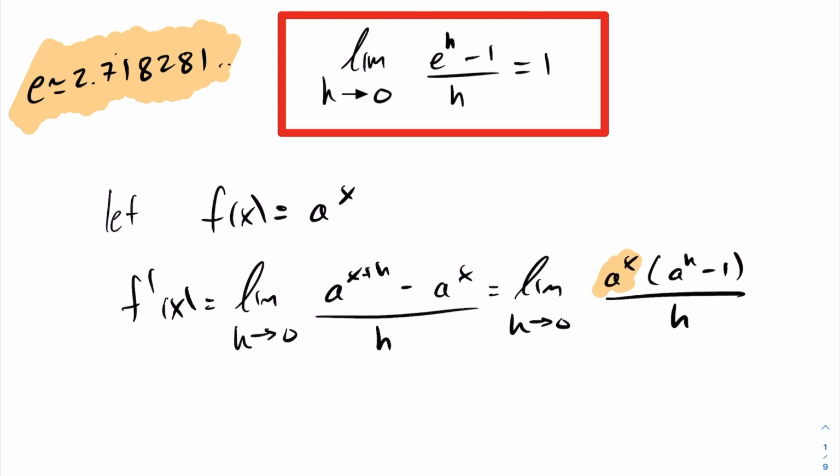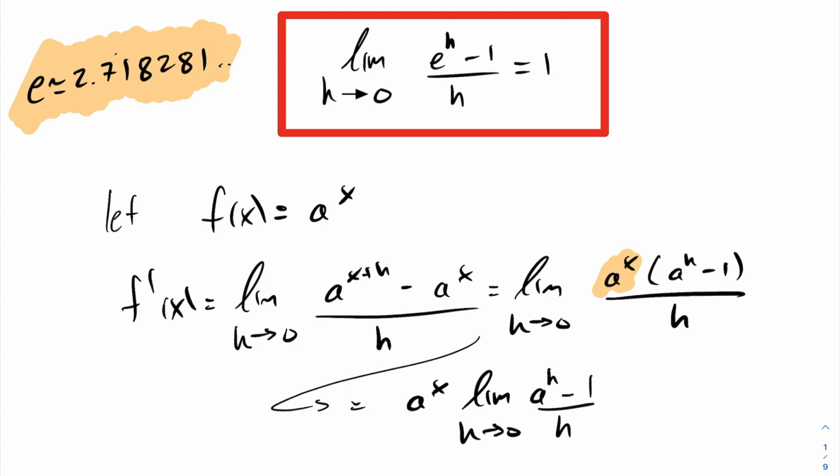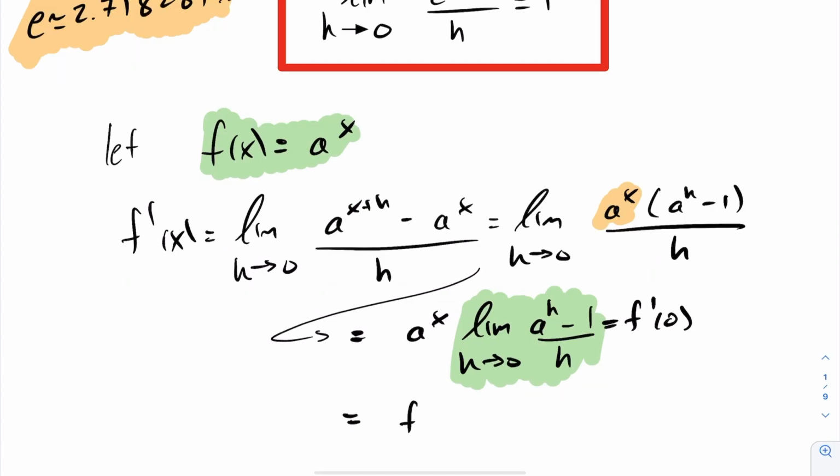This x has nothing to do with the limit, so we can take that out, in which case we get a to the x times the limit as h goes to 0 of a to the h minus 1 over h. Now if you take a look at this limit here, given that our function f at x is a to the x, by definition this is exactly equal to f prime at 0. Therefore, this will equal f prime at 0 times a to the x.